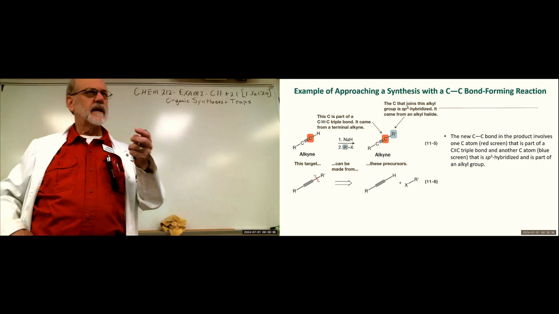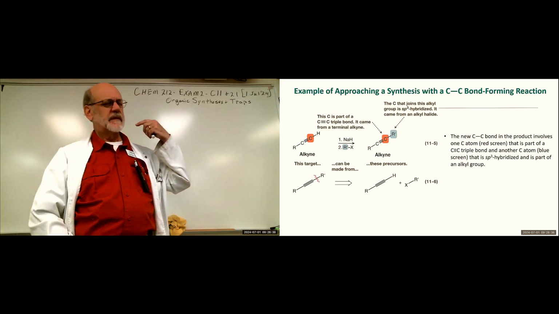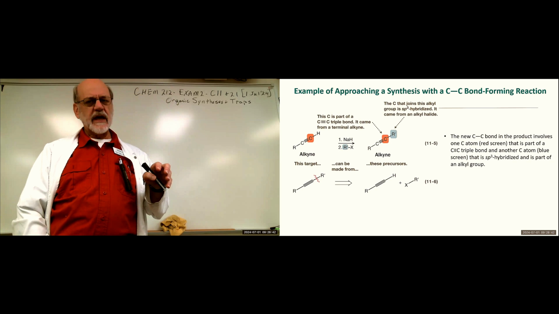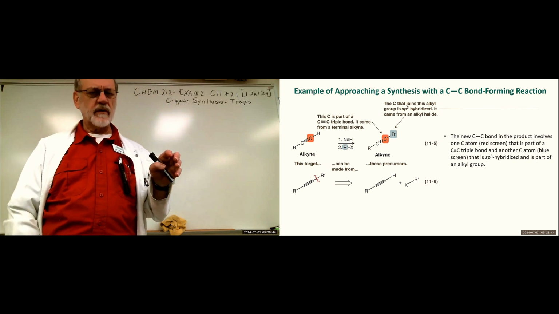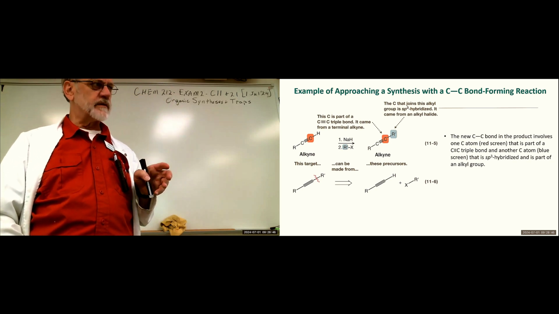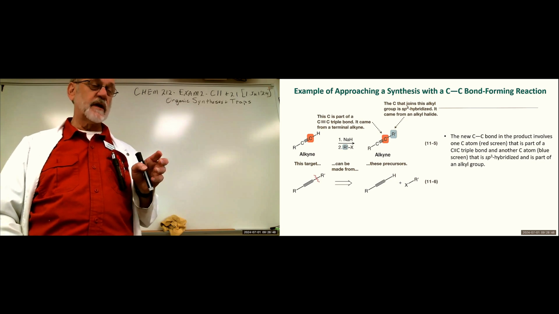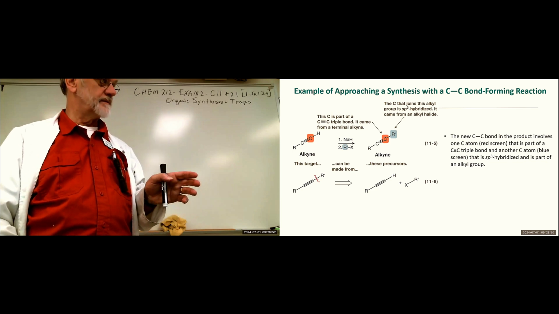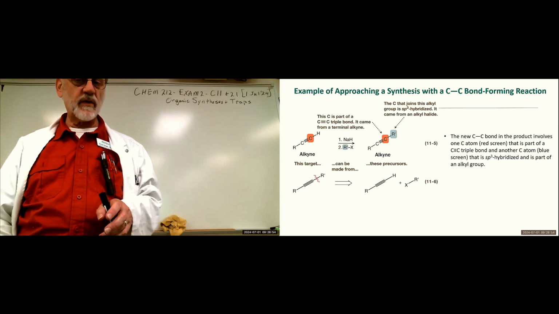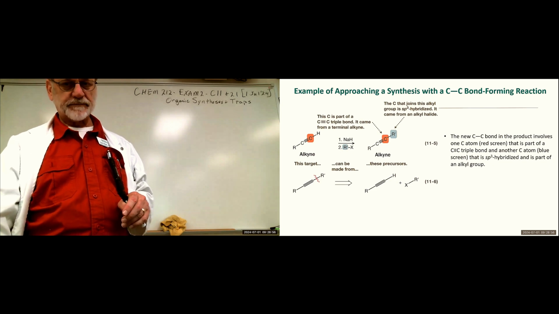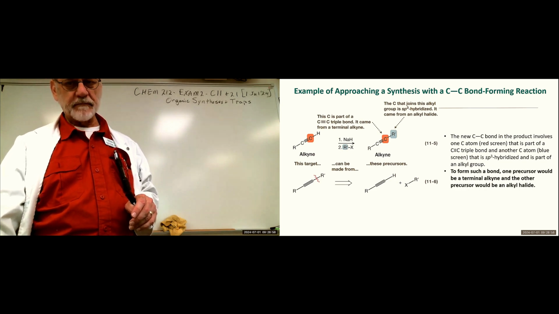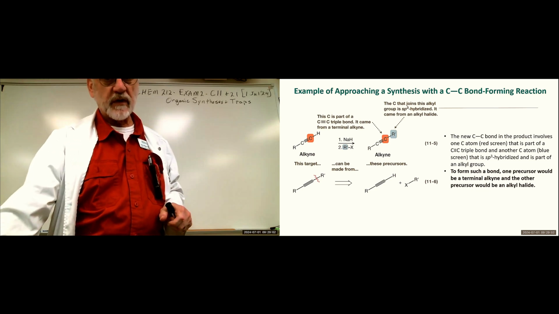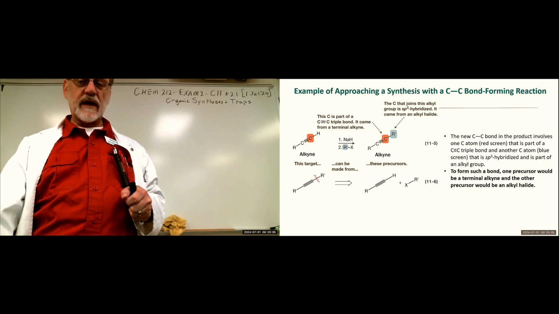So if we go back and try to think about the molecular orbital modeling, the sp3 carbons are the ones that give us the reactive carbons. But the sp2s, they give us the carbocations. I should say it that way. So to form a bond, one precursor would be a terminal alkyne and the other precursor would be an alkyl halide.